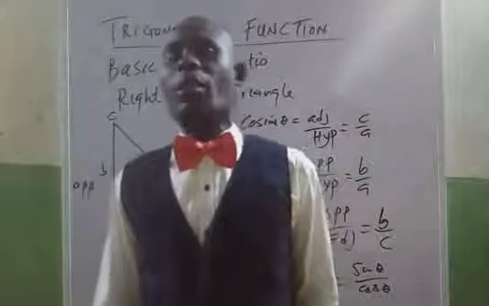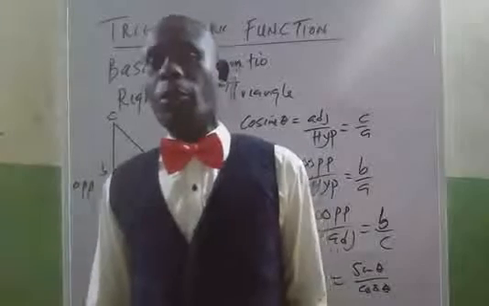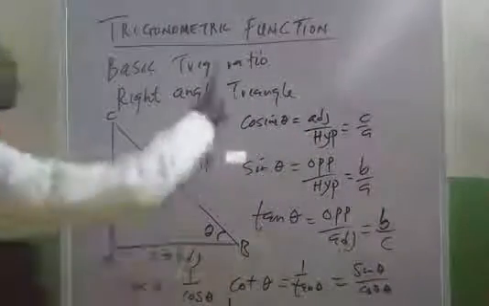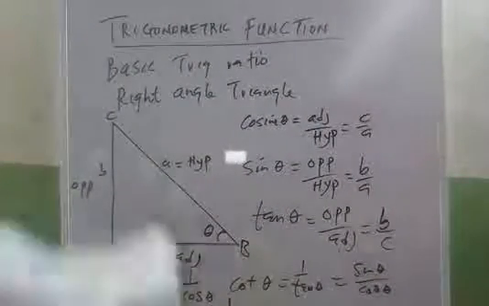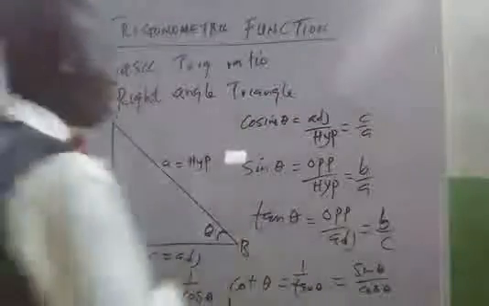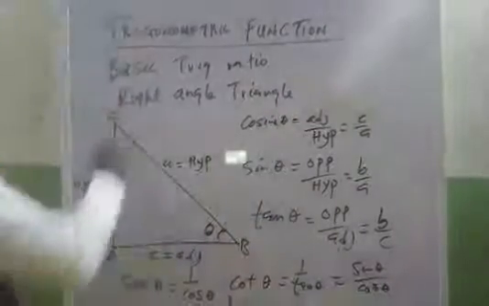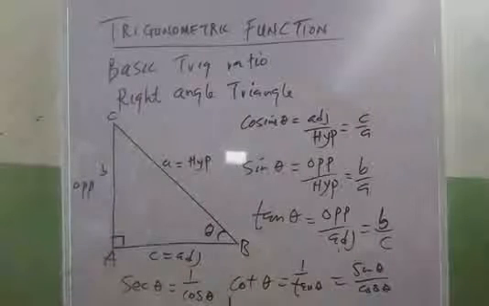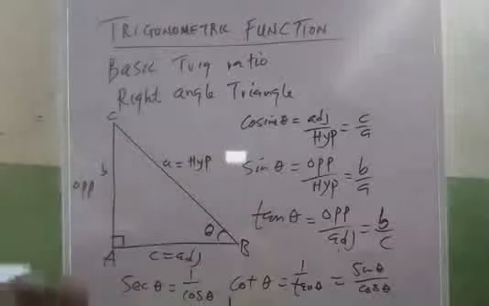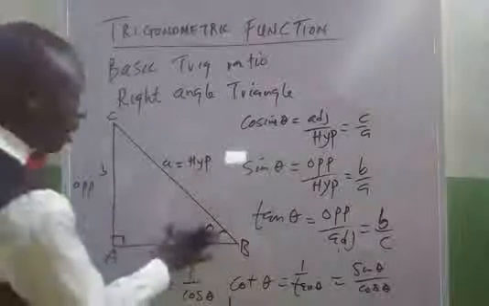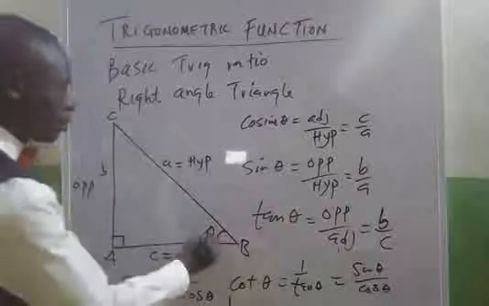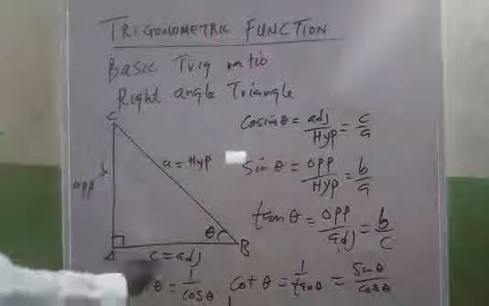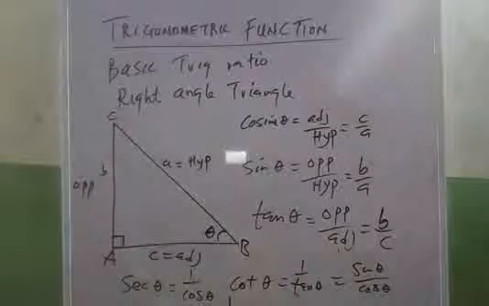Today we are looking at trigonometric functions, and we are going to be looking at the basic trigonometry ratios that deal with the right angle triangle. This is a right angle triangle. Here this angle is 90 degrees, and this angle is theta. Since theta is in this position, this automatically is the adjacent.